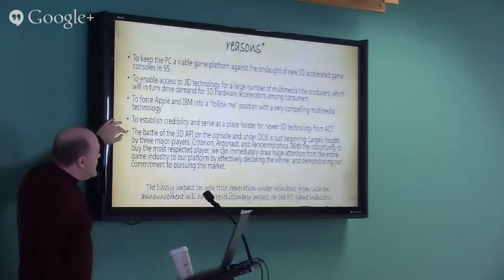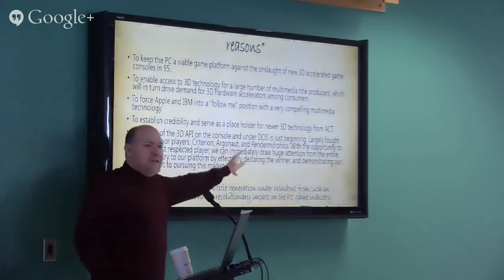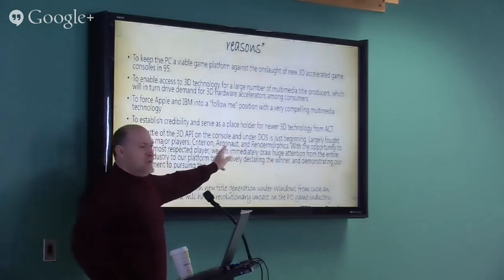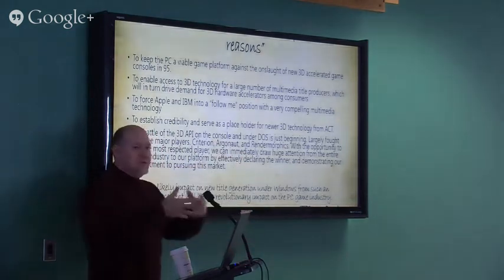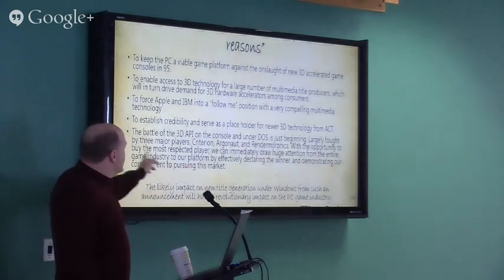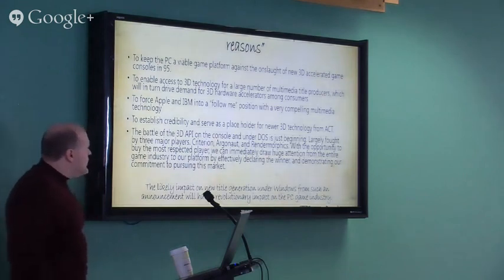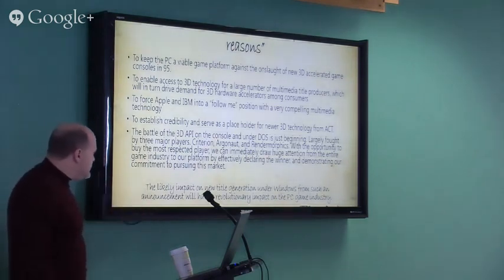And then I said the battle of the 3D API on the console and under DOS is just beginning, largely fought by 3 major players, and these were the leading software libraries that game developers were using back then, because there was no 3D hardware. So if you want a 3D game on the PC, you license one of these engines to make a software engine out of it. They all, of course, ran like crap, but that was the best the PC could do back then. With the opportunity to buy the most respected player, we can immediately draw huge attention from the entire game industry. Basically, we're saying, let's go buy one of these guys so everybody knows we're doing gaming.